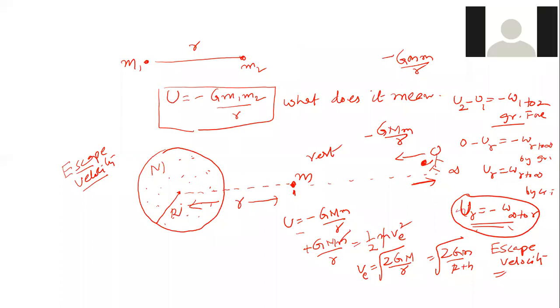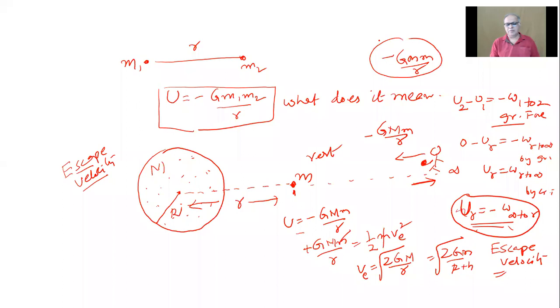U at r equals negative the work done by gravity as it comes from infinity to this point. But it is positive the work done by the external force if it is brought from infinity to here. So that is coming out to be minus GMm by r. As the body is being brought from infinity to here, the person is doing negative work. So that itself is potential energy.